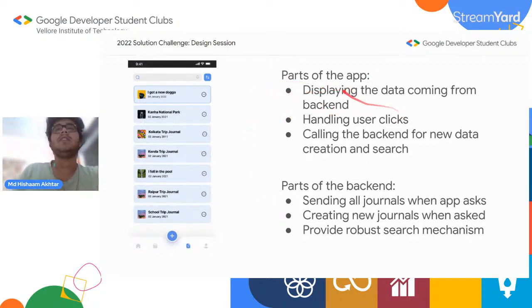The first thing is displaying the data, right? So you see this: I got a new doggo, Kanha National Park, Kolkata Trip Journal, Kerala Trip Journal, I fell in the pool. These are all journals, right? And this is all the data that is present in here. These have to be displayed, and this displaying, how it will look, and what is the color of this, and all of that, that is the function of the app. All that has to be implemented in the app itself.